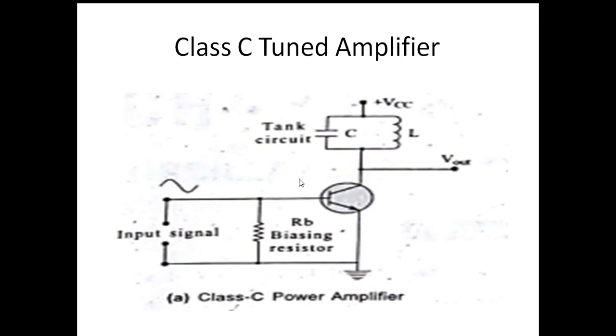Okay, nothing is there. In Class C, the selection of operating point is very important. Select the operating point such that you get less than 180 degrees period of conduction. Okay, this is the Class C tuned amplifier.